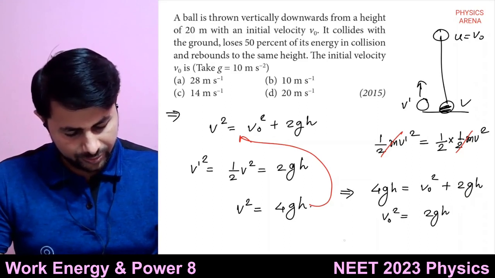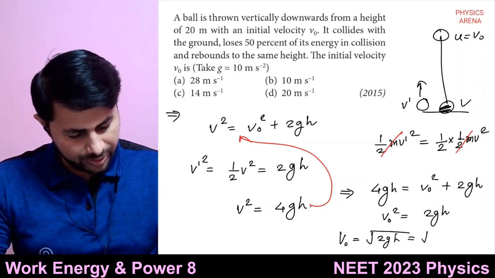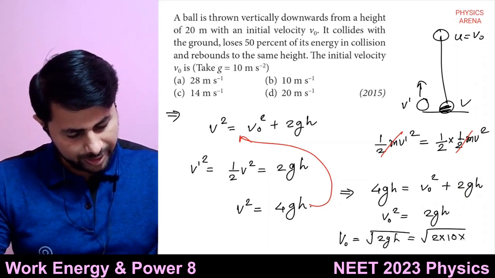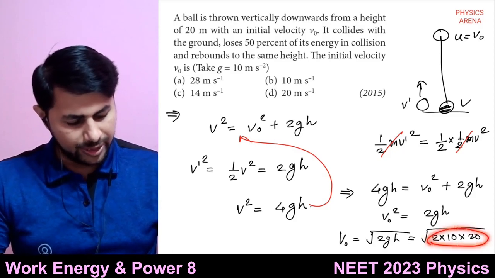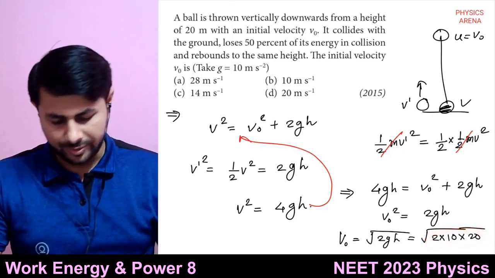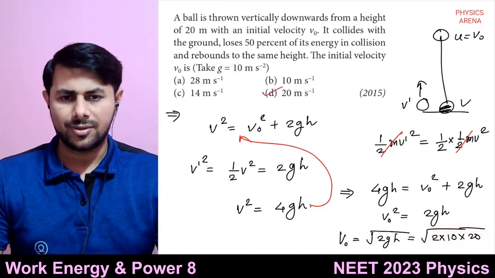Okay, so what is 2gh? That is square root of 2 multiplied by 10 multiplied by how much was the height? 20. So square root of 20 square, that is 20. 20 meters per second is the answer.